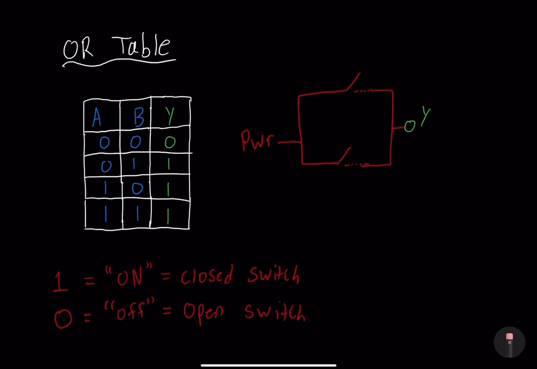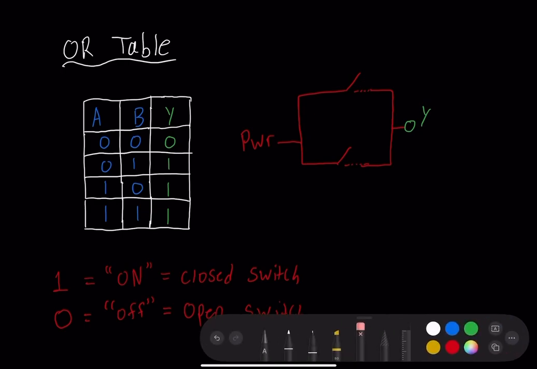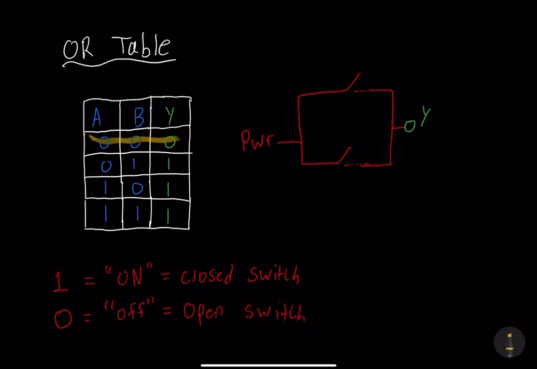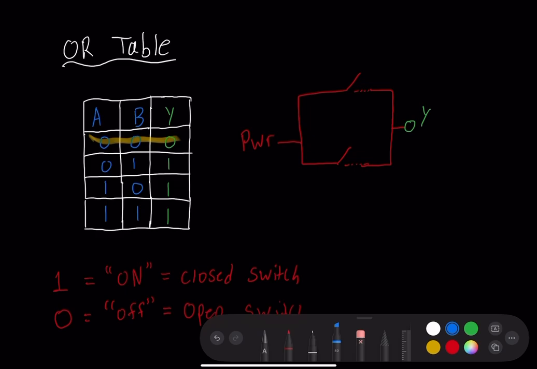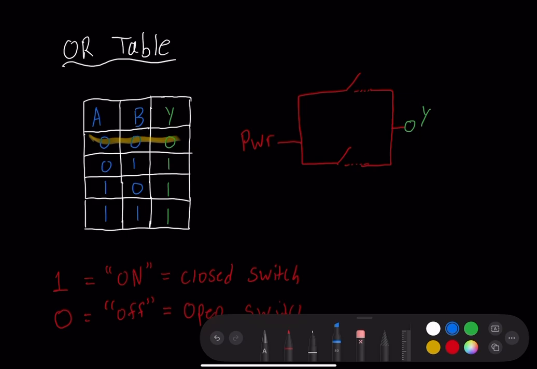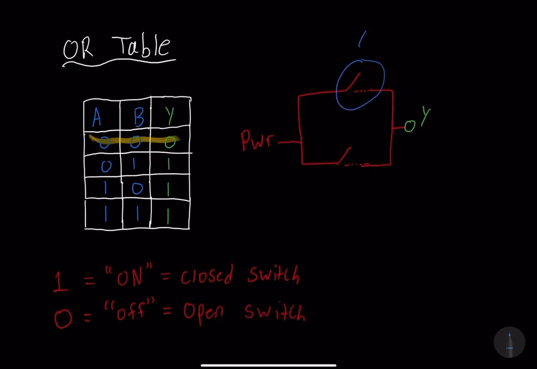This is proven on the truth table, but I'll show it visually now. Let's look at the first row, 0, 0, 0. A and B are equal to 0 and Y is also 0. Let me label these switches with colors. This will represent A, and this will represent B. We're saying that both switches A and B are open, which in this case they are, and because they're both open, the power is unable to reach Y, so Y will be equal to 0.